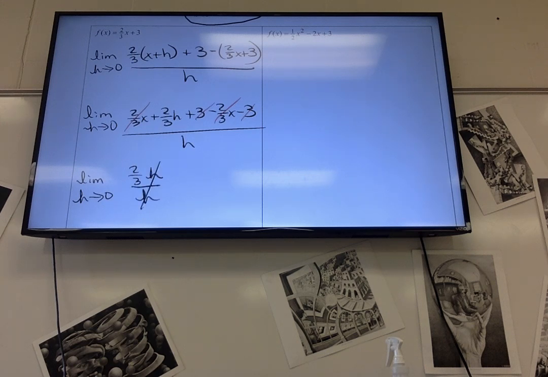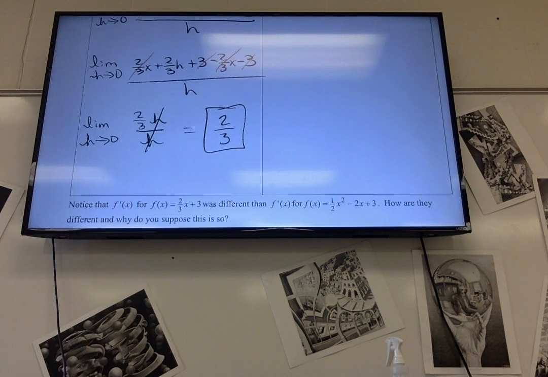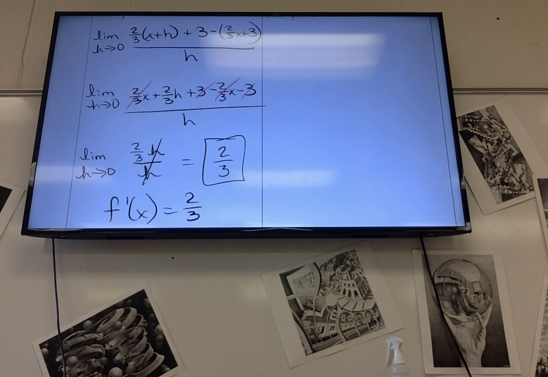So the h's cancel. And it doesn't matter if you plug in 0 or not, it's just 2/3 because there's no x left. So I should write f prime of x equals 2/3. I'll scoot that down a little bit for you so you can write it down, Ashley. So the slope of the tangent line is 2/3.